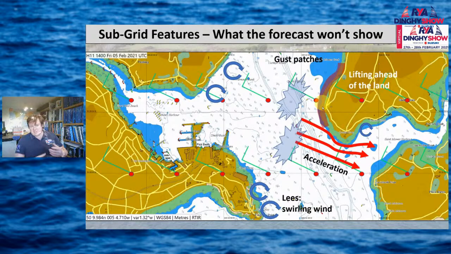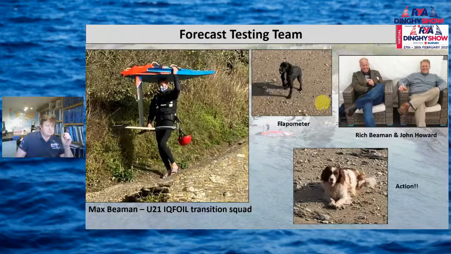So these are things which we can immediately have a look at to see if we can test them on the water. So how do we do this? Well, very conveniently for me, nearby where I live, we have an excellent young sailor, Max Beeman, who's part of the under 21 IQ foil transition squad. So he volunteered to take a break from homeschooling. I didn't have to ask him very hard to come and actually do some sailing for us. And his brief was that I wanted him to basically sail around the harbour on the same point of sail to basically act as a wind instrument for us.